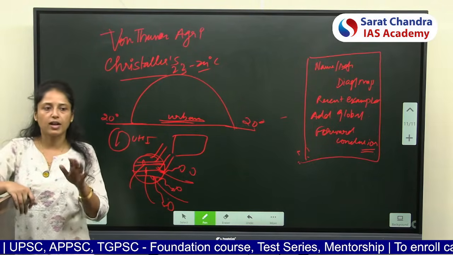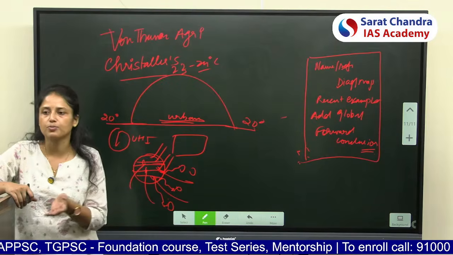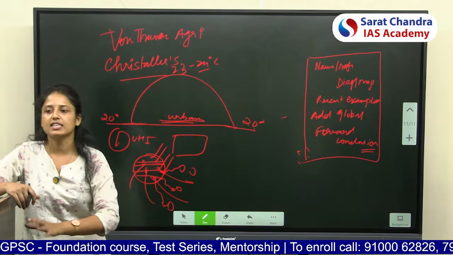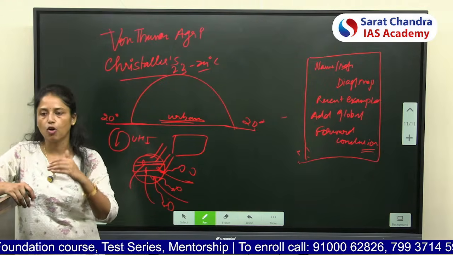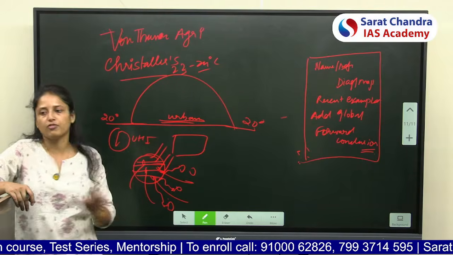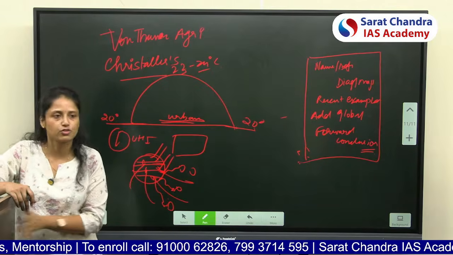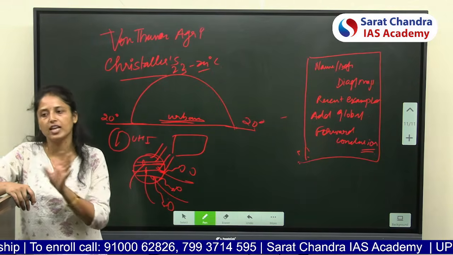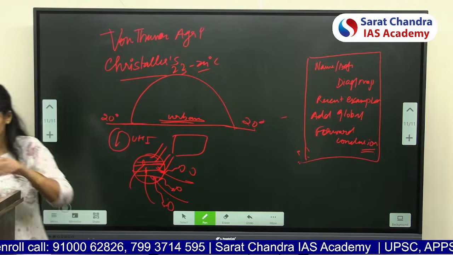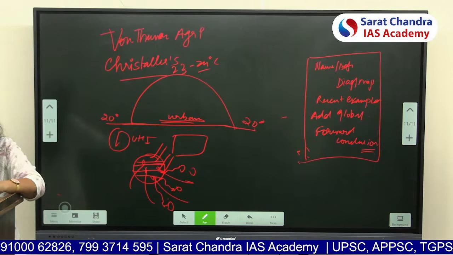So when you write an answer on economic disparities, explain everything, then say this can also be explained through the core periphery model. That's it. Don't give detail, never give detail, it's just optional, just for value addition I am telling you. Okay, so I think we are done with this.